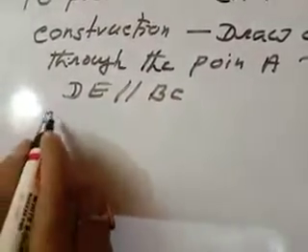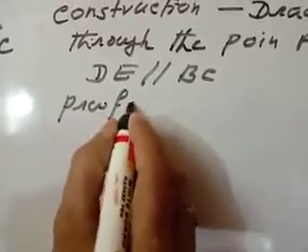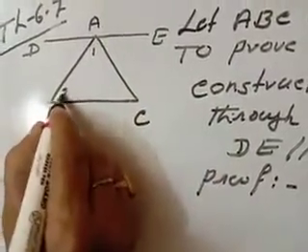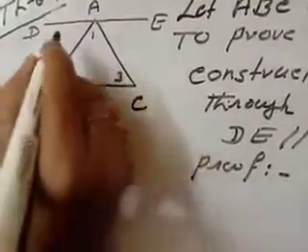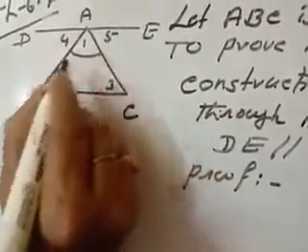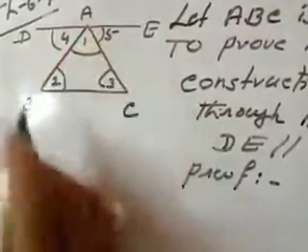Now the proof will start. Before starting the proof, let us mark the angles, then it will be easier. This is angle 1, this is angle 2, this is angle 3, this is 4 and this is 5. Give the symbol of the angle also. Proof.